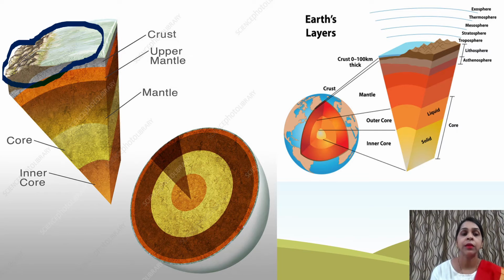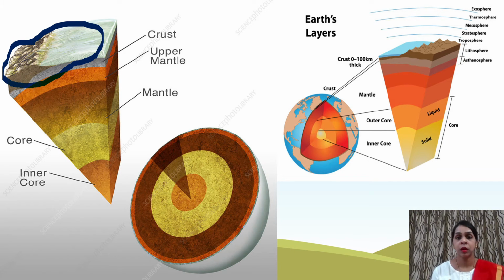Here we live, the crust. The thickness of the crust is not the same everywhere. On average, it is 30 to 35 kilometers thick, which means that if we dig deep into the earth, we would need to go 30 to 35 kilometers deep to reach the mantle.